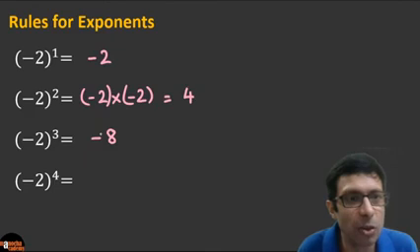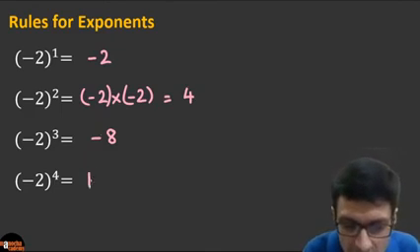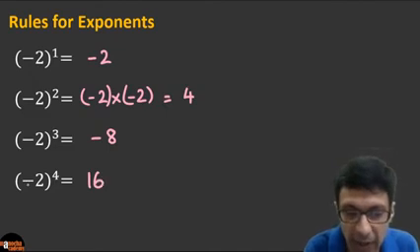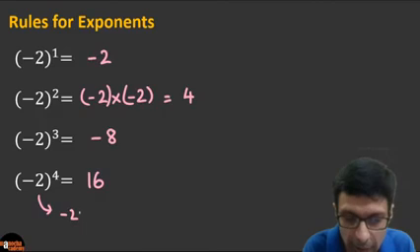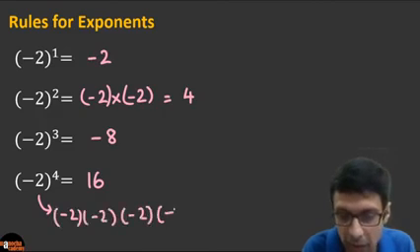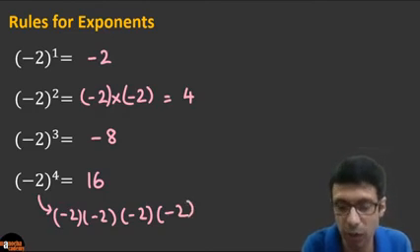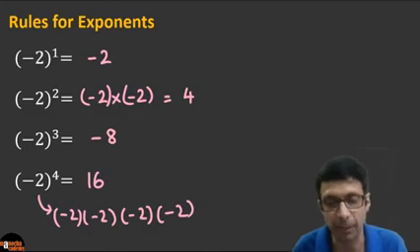Very good. I see Shreyash says 16. Adiraj, excellent guys. So this is going to be 16, because again, this is going to be minus 2 times minus 2, 4 times. You can see they're groups of 2, they're pairs, so the minus will cancel out in pairs. We have a positive sign. Can you see?